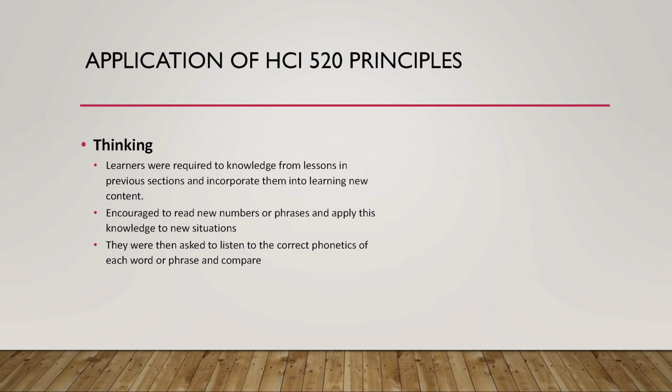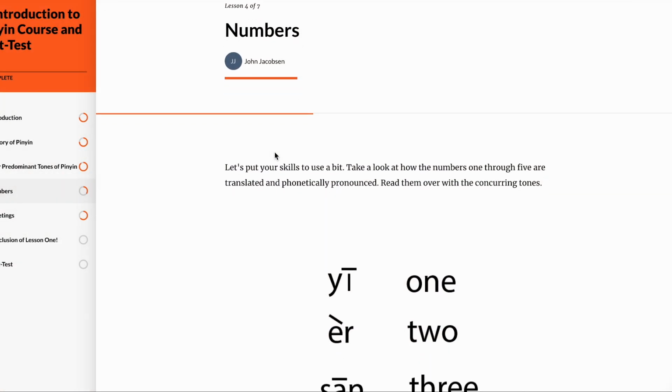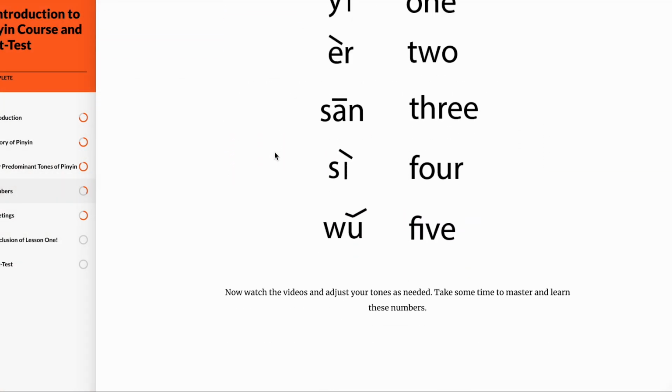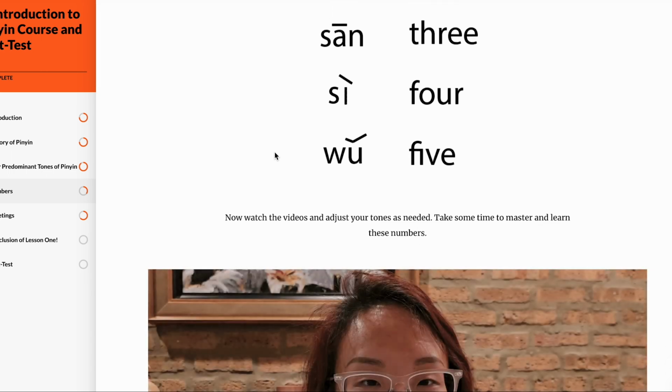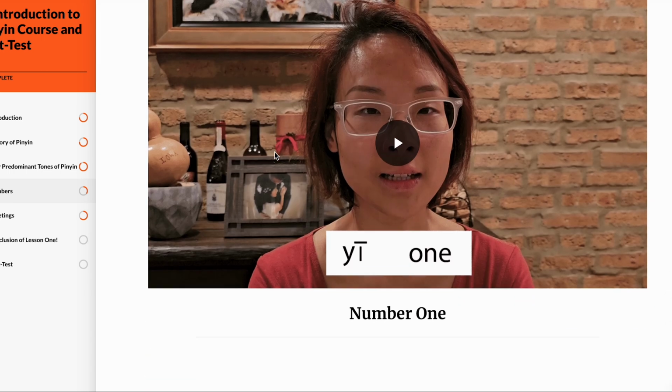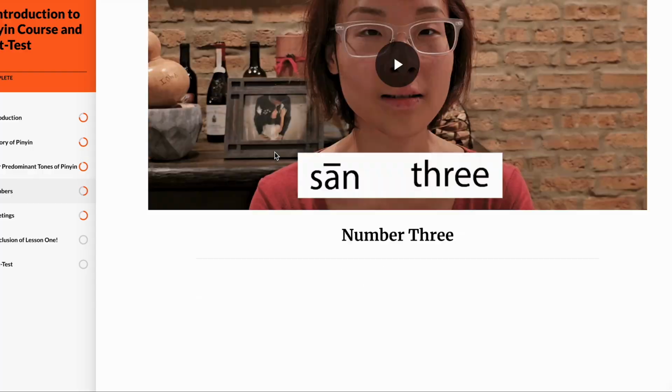Thinking. Learners were required to take their knowledge about tones from previous lessons and incorporate them into learning new content. This encouraged them to read numbers of phrases for the first time and apply this knowledge to the new situations. Then they were asked to compare their phonetics to the speaker in the video.